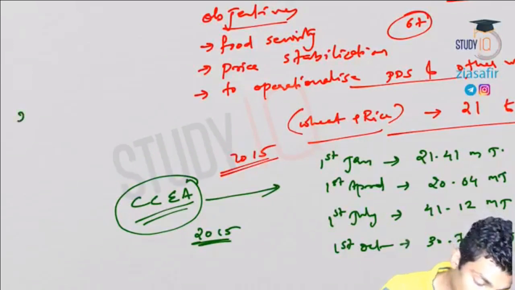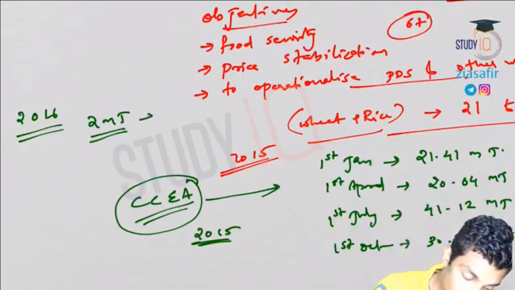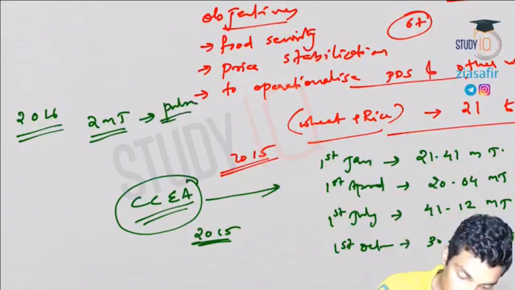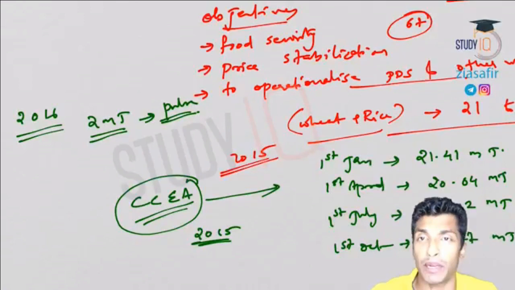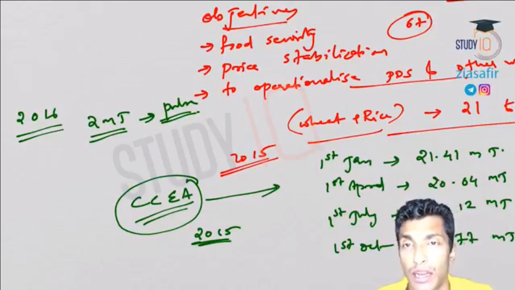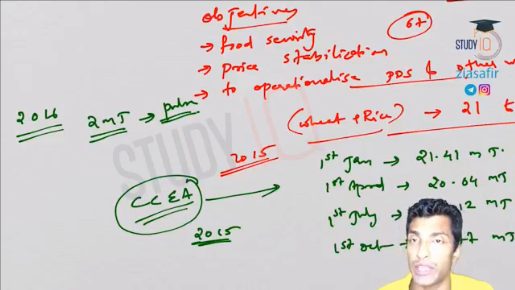I have also told you that in 2016 a buffer stock of 2 metric ton of pulses was created under the price stabilization scheme. We have discussed the price stabilization scheme in the session on agricultural prices, where we discussed MSP and procurement price, etc.